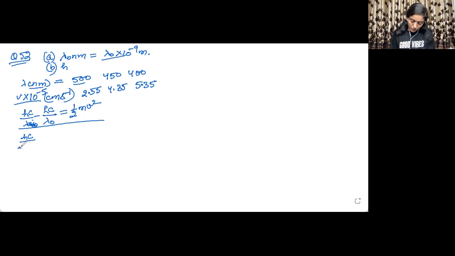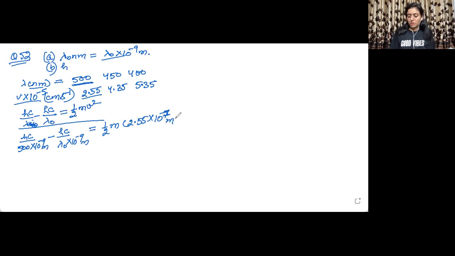For the first observation, I'm writing the equation now: hc upon 500 into 10 raised to the power minus 9 meter, minus hc upon lambda naught into 10 raised to the power minus 9 meter, is equal to half m V squared. For the irradiating wavelength of 500 nanometer, V is 2.55 into 10 raised to the power minus 5 centimeter per second. I'm just converting this also into meter per second, so 10 raised to the power minus 7 meter per second whole square.